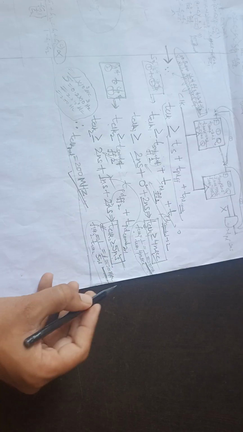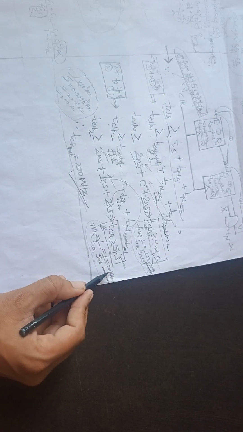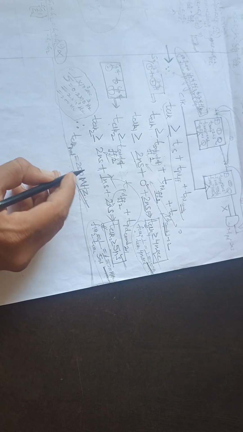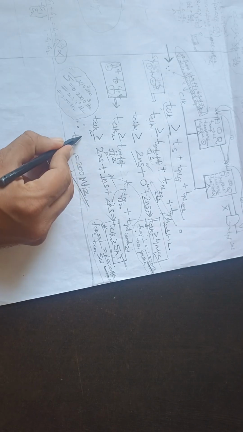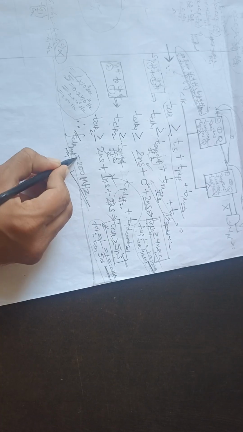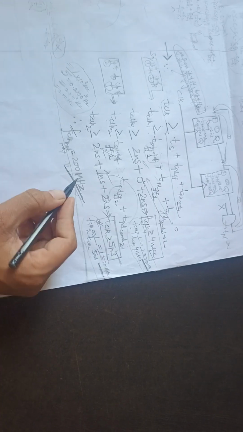So we always choose the minimum frequency so that this will also work and this will also work. Okay, so we need to choose the maximum clock frequency. So F clock net maximum is equal to 200 megahertz.